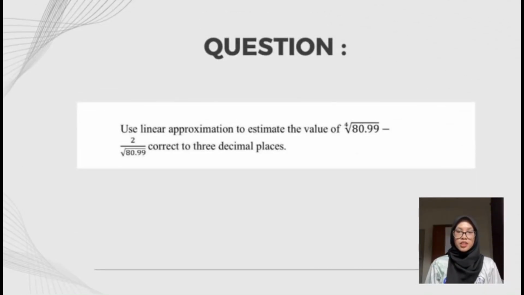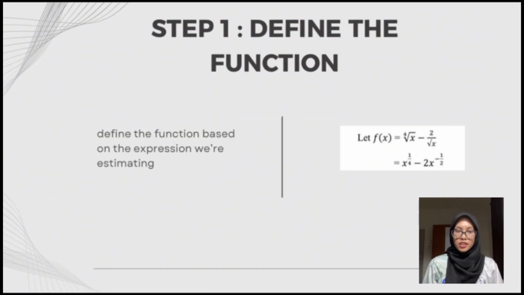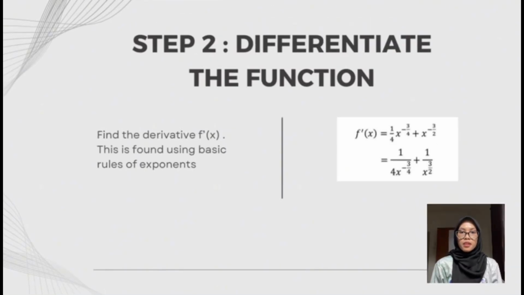Question 4. In this problem, we are asked to use linear approximation to estimate the value of the following equation correct to 3 decimal places. Step 1. We need to define the function. To solve this, we start by defining a function as shown on the slide and write it as f(x). For the second step, we can find the derivative. Now we differentiate the function term by term, and we can write that as f prime of x.